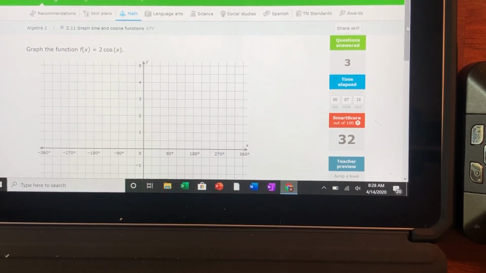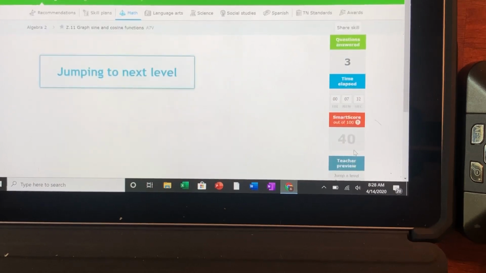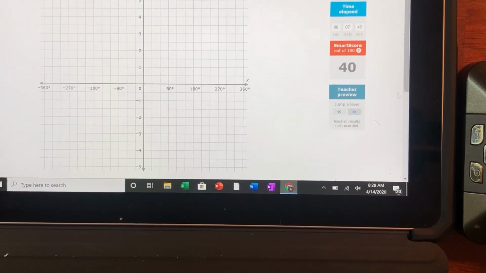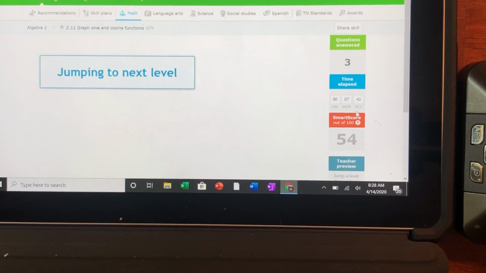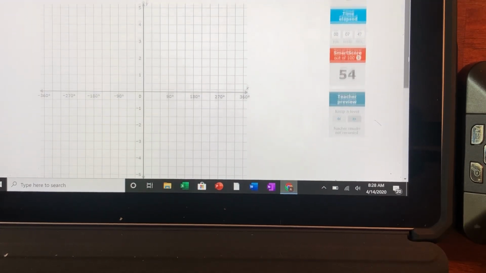All right, let's go up a level and see if we can make these problems a little more difficult. Let's jump a level, see if they can do something. Let's jump a level again because that's just amplitude. You know that's going to be flipped and it's going to be a half. I want to see if we can do one with the period. There we go. The sine of x over 2.